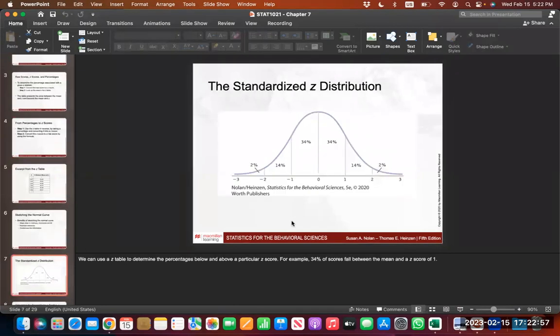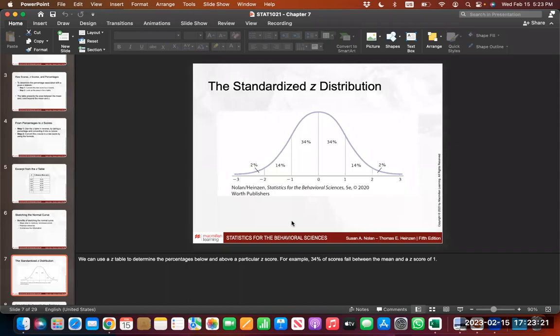Let's take blood pressure. So you have your normal distribution, and you have blood pressure. The average blood pressure in the population, let's say, is 130. The standard deviation is 10. So you come from 130 to minus 1, that's minus 10. That's 120. So minus 1 is 120.